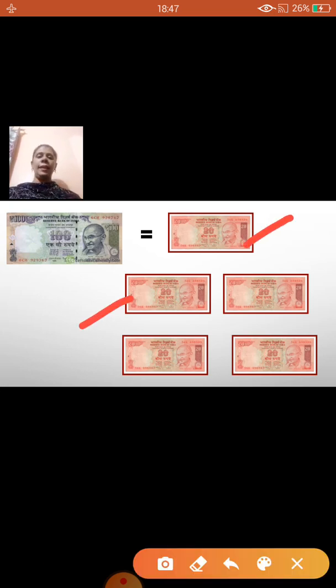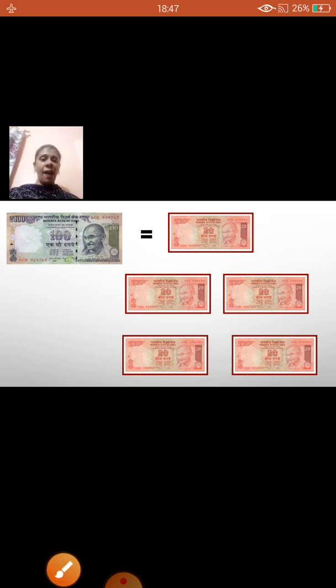Let us count whether the total is coming to 100. 20 plus 20 is how much? 40. 40 plus 20 is how much? 60. 60 plus 20 is how much? 80. 80 plus 20 is how much? 100. Correct. That means five 20 rupee notes will make 100 rupees. Understood, children? Two 50 rupee notes will also make 100. Five 20 rupee notes will also make 100 rupees.